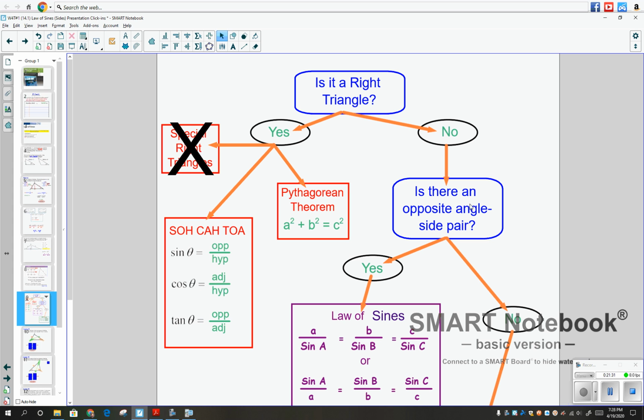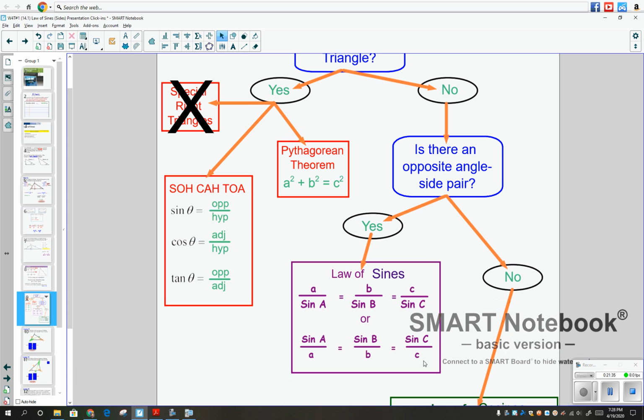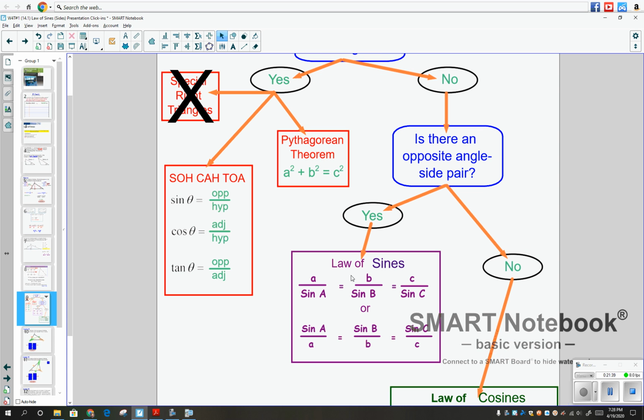Well, if it's not a right triangle, the one question we have to ask ourselves is, is there an opposite angle side pair? If the answer is yes, we're going to use our law of sines. If the answer is no, well, that's law of cosines. And we're going to talk about that next week.